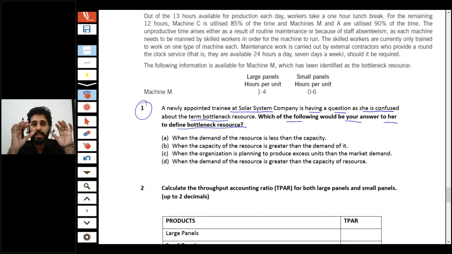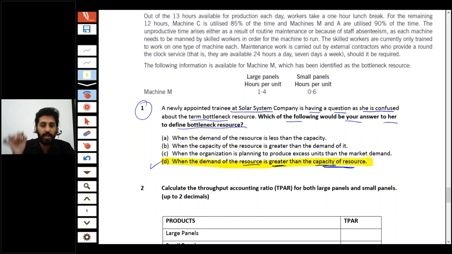I am telling you, the bottleneck resource is that which is in short supply. That means demand is more and your supply is restricted. So that is actually the D answer: when the demand of the resource is greater than the capacity of the resource. So this is actually the bottleneck resource, when your demand is greater than your available capacity.